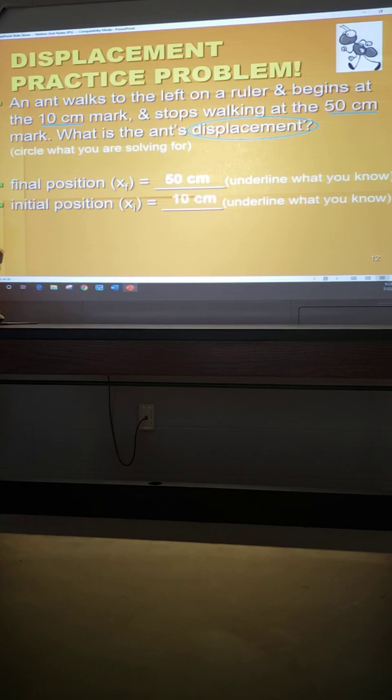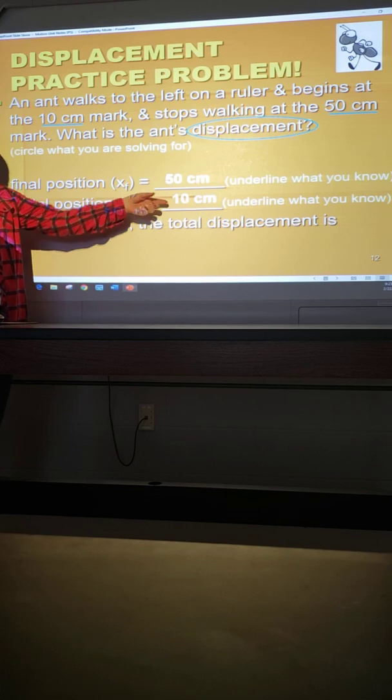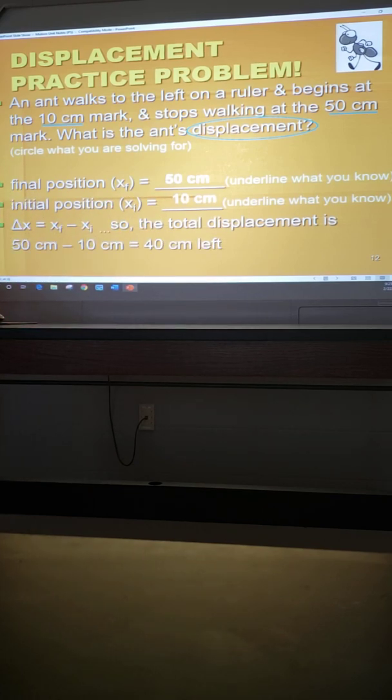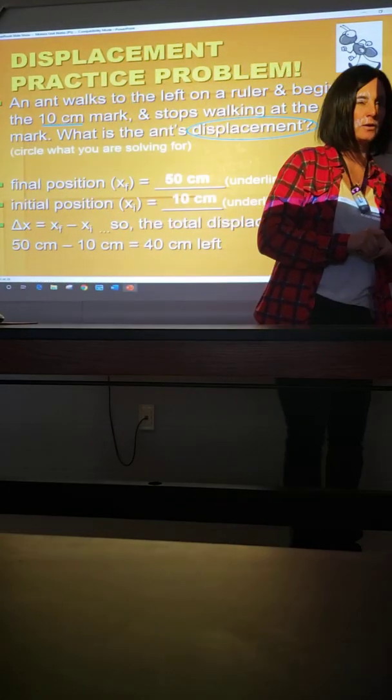So now we just use our equation, right? The equation for displacement is our final position minus our initial. Well, we have that, 50 minus 10. Okay, so the ant moved 50 centimeters. Now, here is how you can determine the direction, all right?